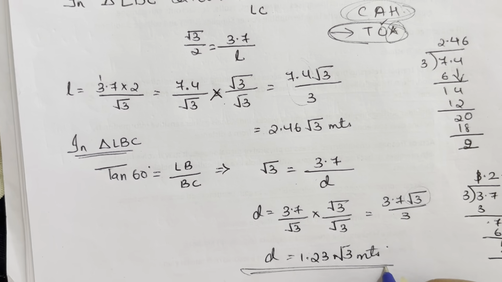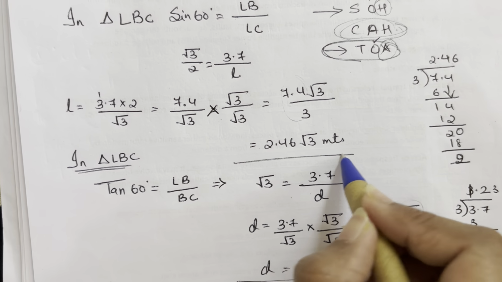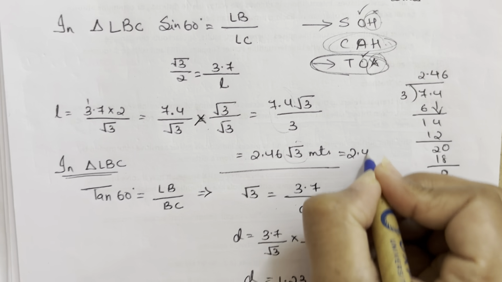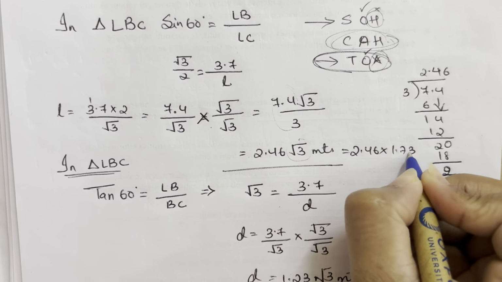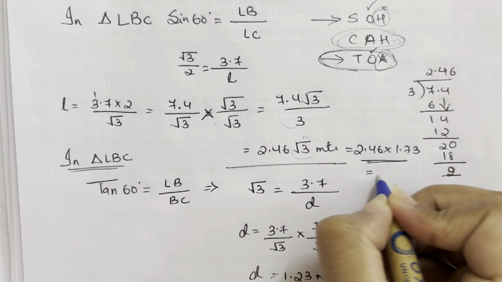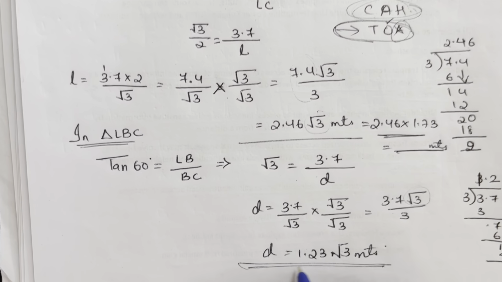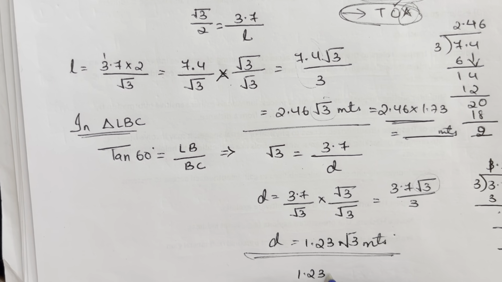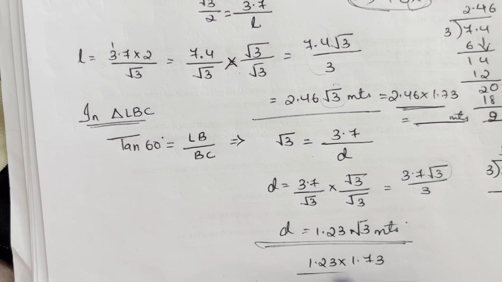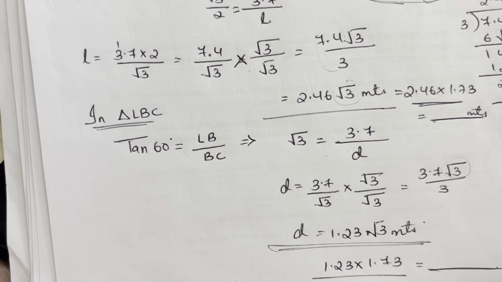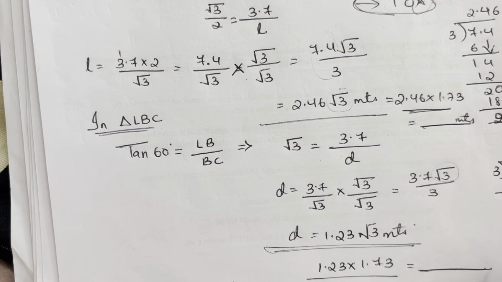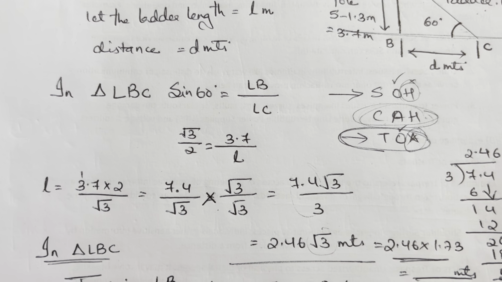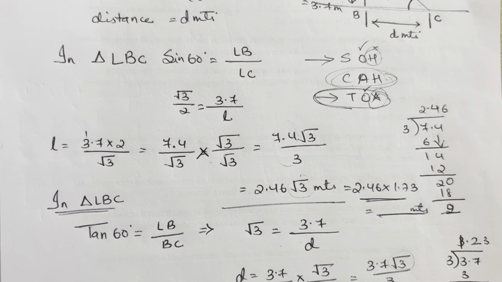You can leave your answer like this, or else you can just substitute the root 3 value. That will be 2.46 into 1.73; multiply and get the answer and write it down in meters for this one. Likewise here also I am going to do the same thing. 1.23 times 1.73, and whatever answer you get will be your answer for the distance between the 2 points that I have. The distance is found, and the length of the ladder is also found from this particular solution.